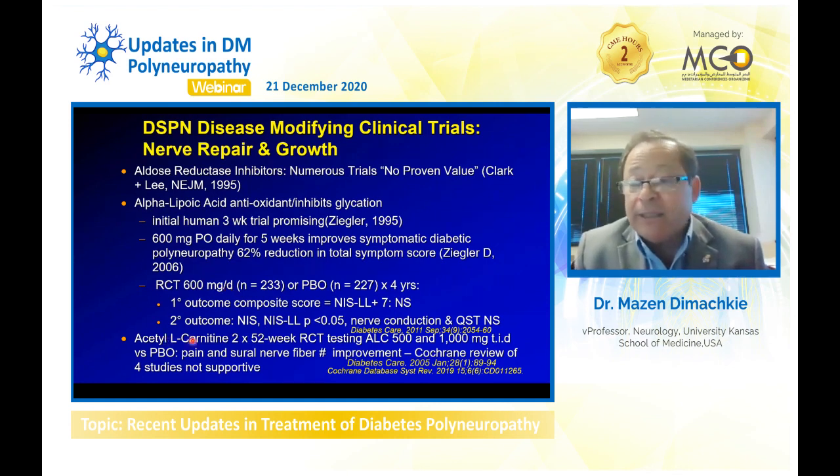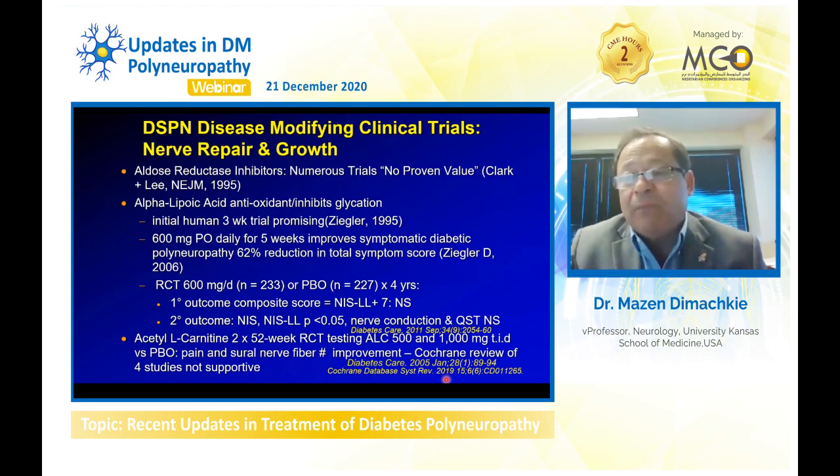Acetyl L-carnitine, there are 4 different studies. One of those studies showed a reduction of pain and improvement in nerve fiber density in the sural nerve. However, a Cochrane review that was published last year showed that there's not enough support for that. But acetyl L-carnitine is over the counter, something that you can consider trying with your patients, like alpha lipoic acid. No guarantees of success. It may have some analgesic effect at best.